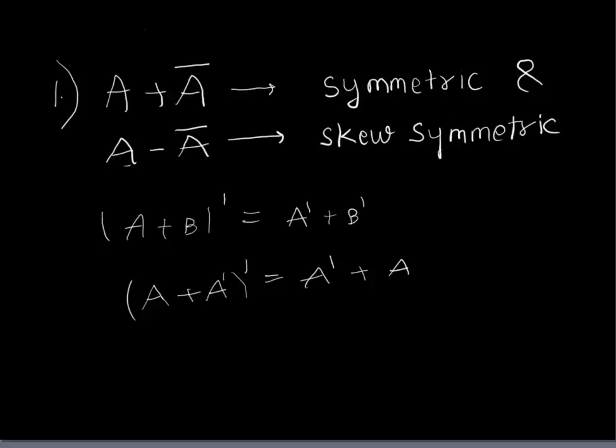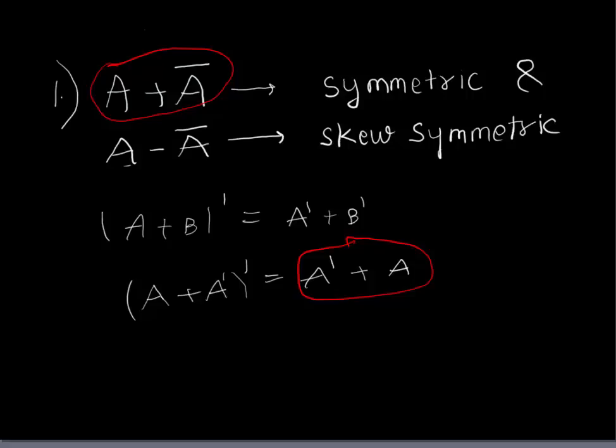So we just proved that A plus A transpose is a symmetric matrix, because you see this and this are both equal to each other. And we know that if a given matrix and its transpose are equal, then that matrix is called a symmetric matrix. So A plus A transpose is a symmetric matrix.